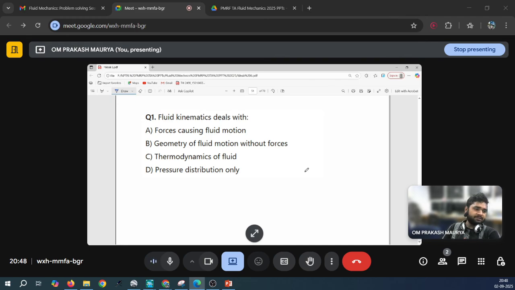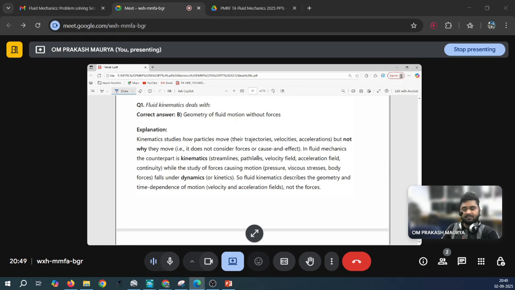Now next question, very easy question from your fluid kinematics. I have the 10 questions, very easy. So the fluid kinematics deals with force causing the fluid motion, geometry of the fluid motion without force, thermodynamics of fluid and pressure distribution only. So we have discussed already in the previous question that this is just the definition of fluid kinematics, deals with the motion, not force. So here the expression is given, correct option is B.